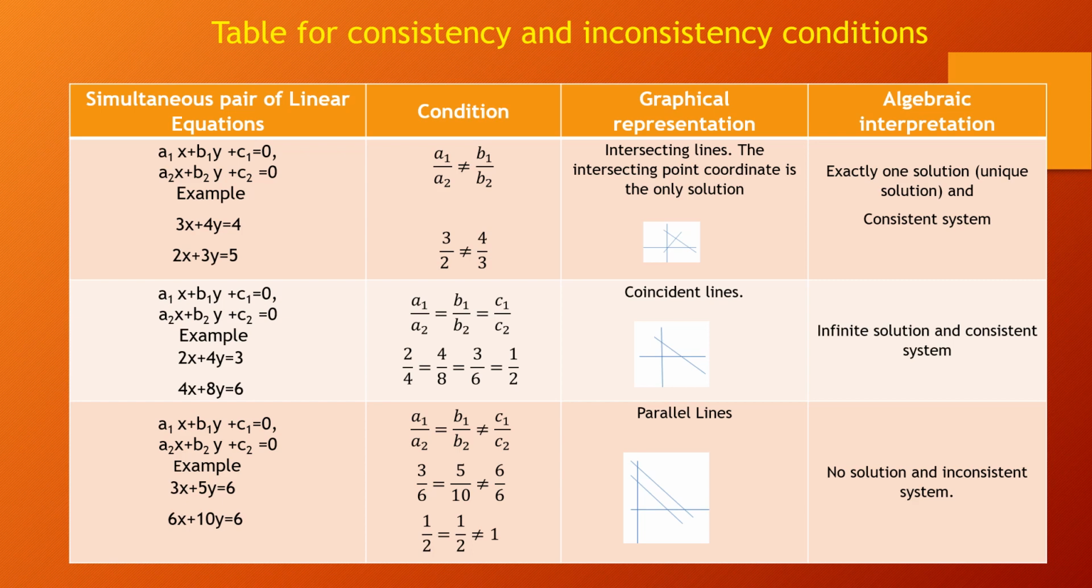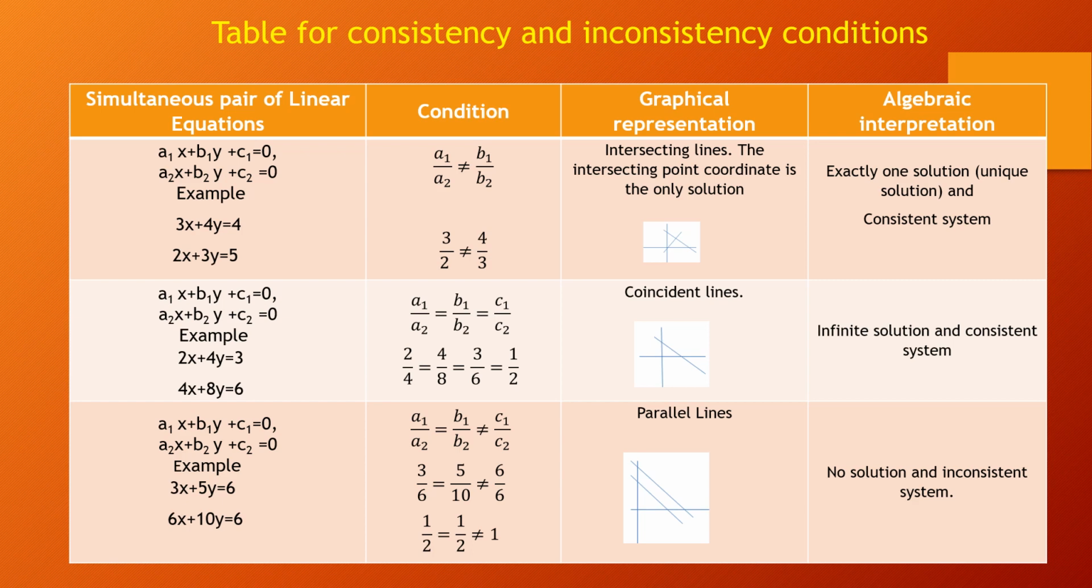Here we have a table for consistency and inconsistency of a given pair of equations. Now let's come to this table and try to find these conditions. When a1/a2 is not equal to b1/b2, graphically the given pair of equations has intersecting lines, and algebraically only one solution exists, meaning a unique solution, and the given system is a consistent system.